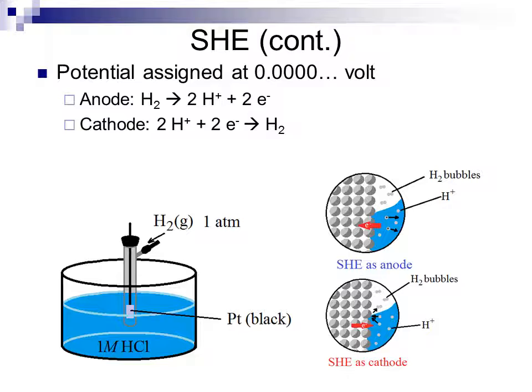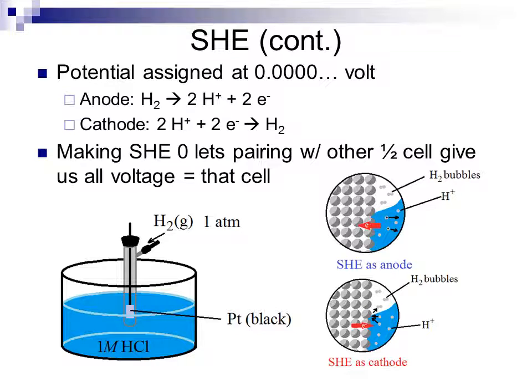So if I look at the 2 diagrams on the right, in the first diagram where the SHE is acting as an anode, the electrons are being removed from the hydrogen, and we're going to produce hydrogen ion, which can then move back into solution away from the hydrogen gas, which comes towards the platinum. In the second system, we have electrons being brought into the solution where the hydrogen ions are. They are, quote-unquote, absorbing those electrons, producing a reduction process that forms hydrogen gas, which then evolves off.